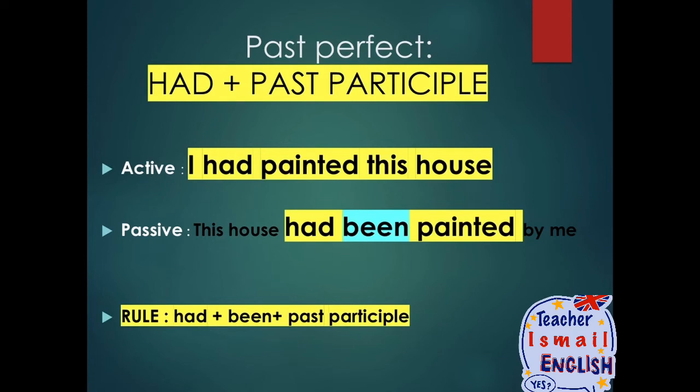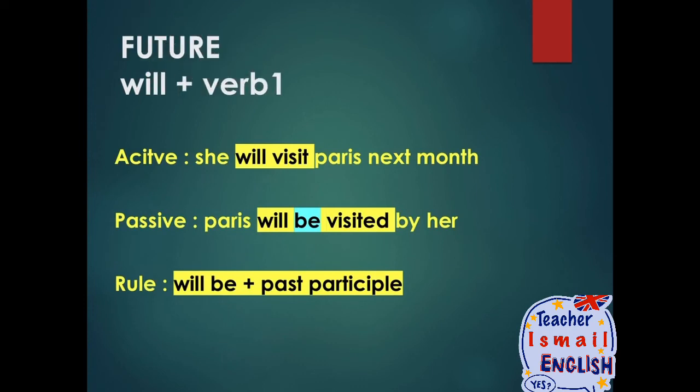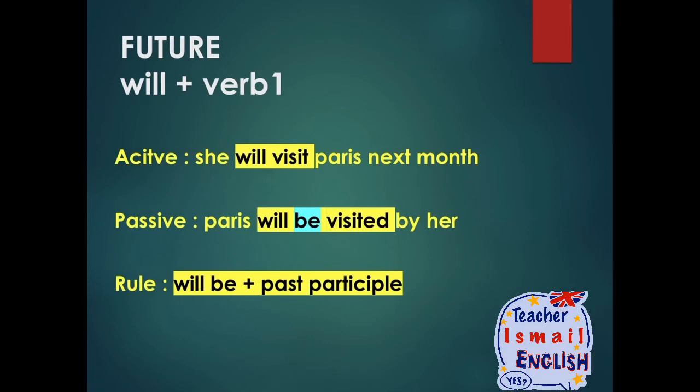We already did the past perfect, its uses and the rule itself. The rule for the past perfect in the active is had plus the past participle. In the passive you have had plus been plus the past participle of the verb. The house had been painted by me. When we have the future, you know that we have will plus the verb in infinitive. I will go, I will visit, I will study hard next week, I will watch a film, etc.